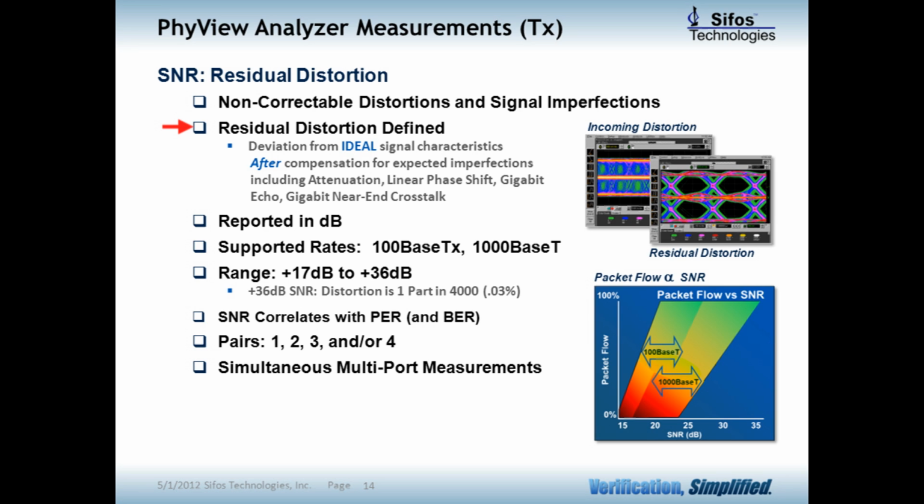binary discrimination mechanisms. SNR is reported in dB with a measurement range from about 17 dB to 36 dB, where higher is better. 36 dB corresponds to 1 part signal distortion in 4,000 parts, or 0.03%. SNR can be measured on pairs 1, 2, 3, and/or 4, and like PSD, can be done concurrently on multiple ports. As will be seen later, the PhyView analyzer utilizes SNR measurements as a check and balance during impaired receiver tests to assure applied impairments do not disrupt test port receiver performance.